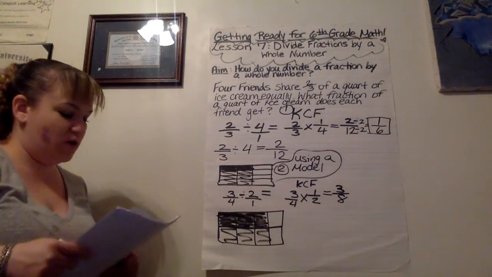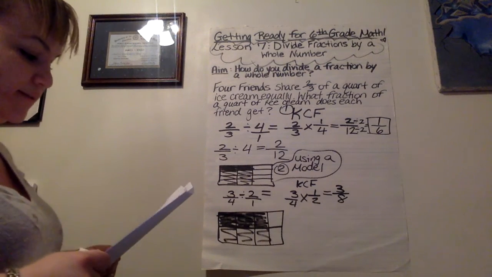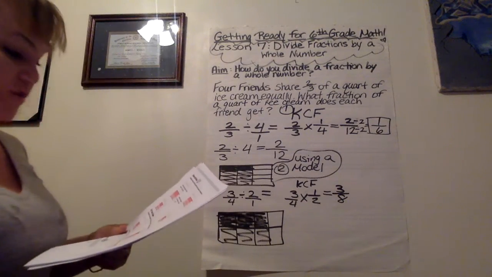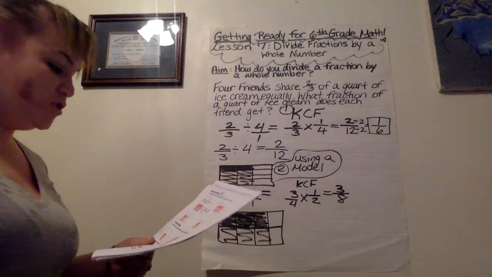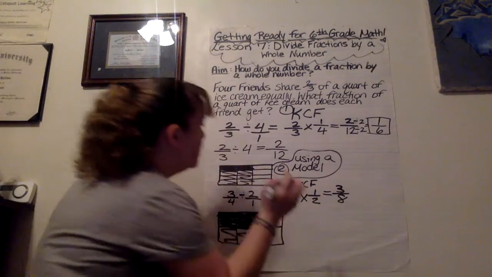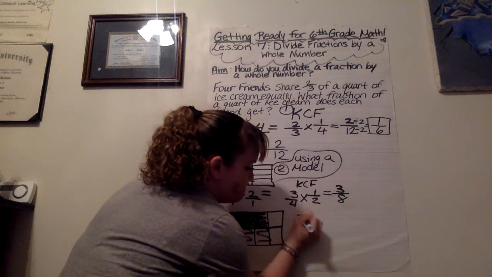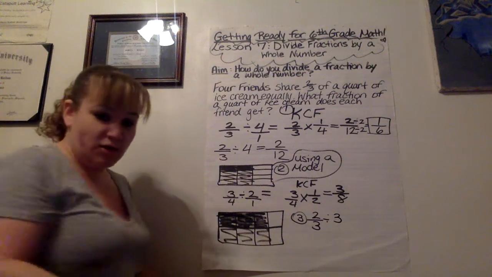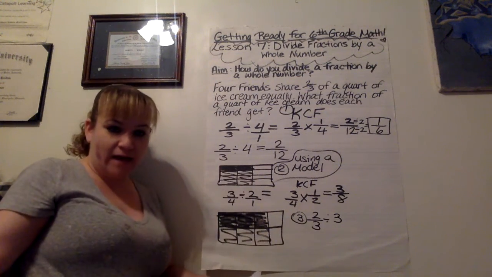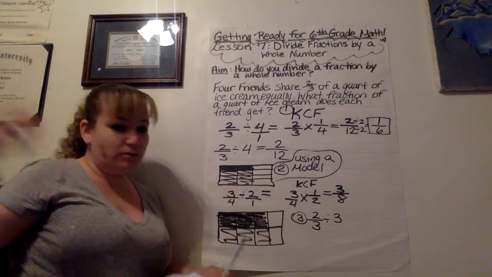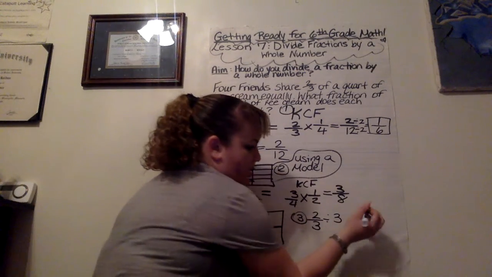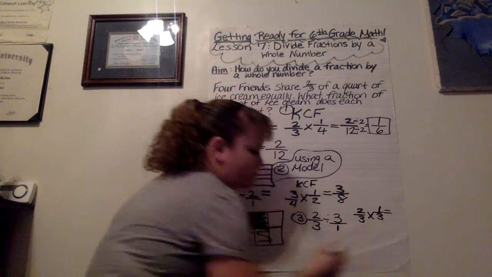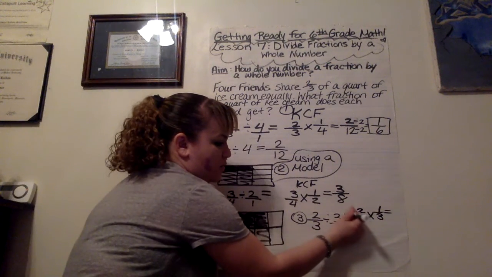let's see. Maybe you could use one more. Let's go to page 260, and let's try number 3. Number 3 says 2/3 divided by 3. This is number 3. 2/3 divided by 3. If you want to make the equation in KCF style to help you understand how to shade the model, it's okay. So this would be 2/3 times 1/3, right? When you do the KCF.